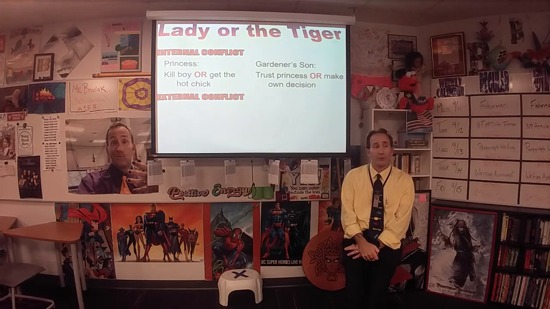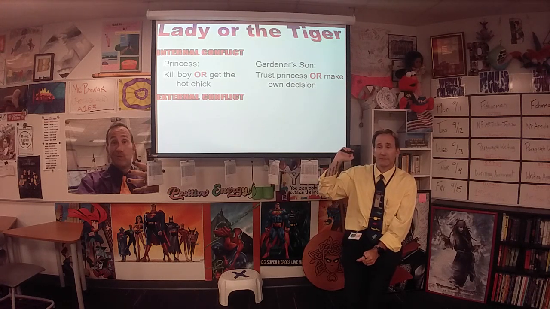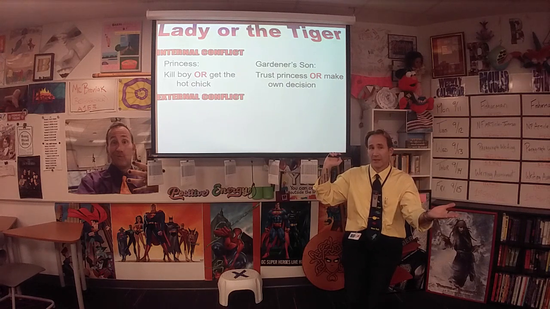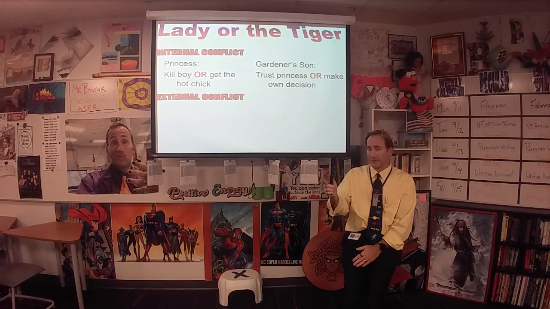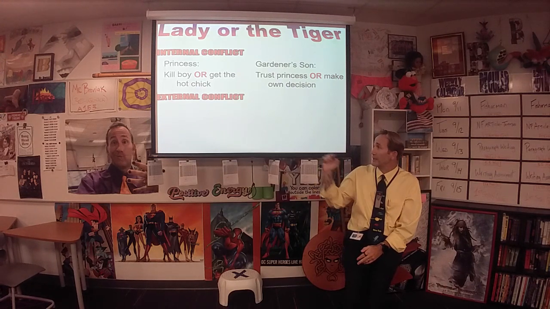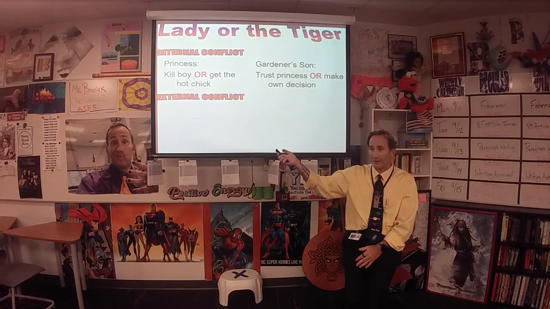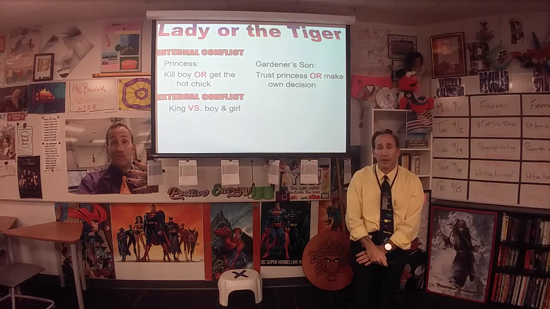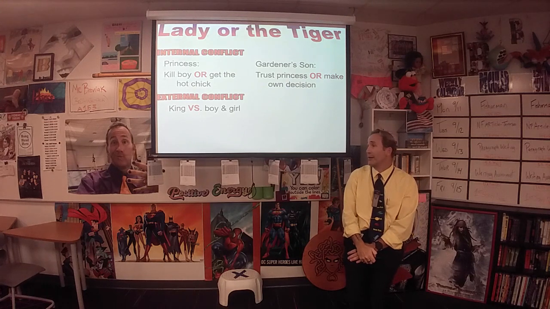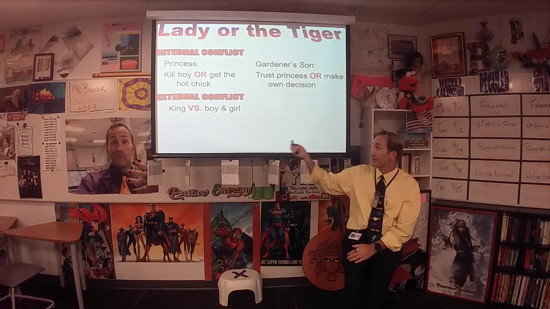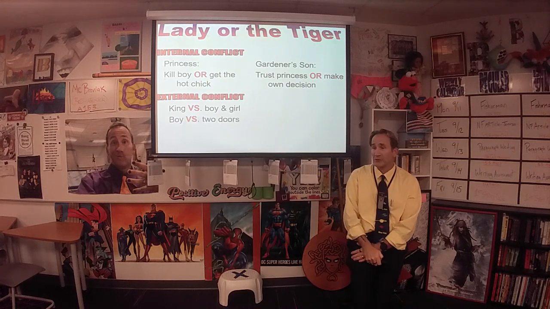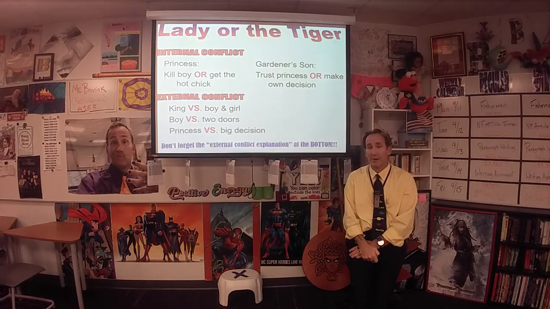And then external, what things were fighting each other? Princess and the king. King or the son? Again, you're making me say the words. Good job, Reed. He was the one that actually used the word versus. King versus boy, king versus girl. Either one of those, because apparently he hates the boy, which makes the girl sad. Or boy versus the two doors, or something else you may have come up with.